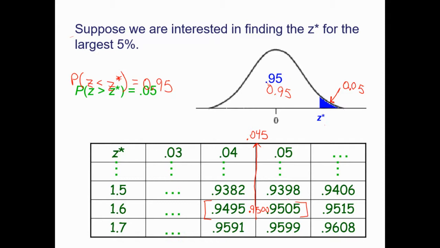So since 0.045 is exactly in the middle, 1.6 is what we start with. Z star is 1.645.